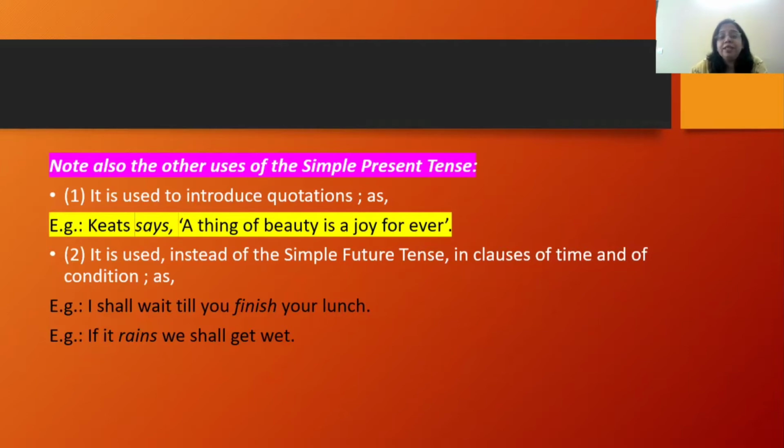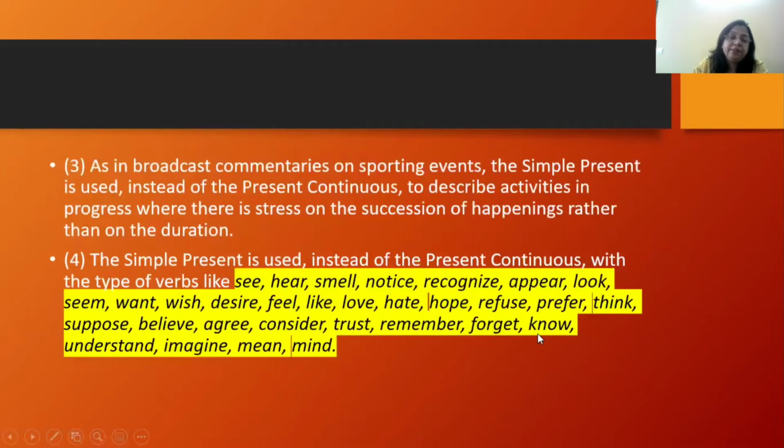Next, it is used instead of simple future tense in clauses of time and of condition. Like the sentence: I shall wait till you finish your lunch. The portion "till you finish your lunch" is written in simple present tense and it serves as a clause of time and of condition. Another: If it rains, we shall get wet. Although the sentence is in simple future tense, "if it rains" is the portion which is a clause of time or condition. So here also we can use simple present tense.